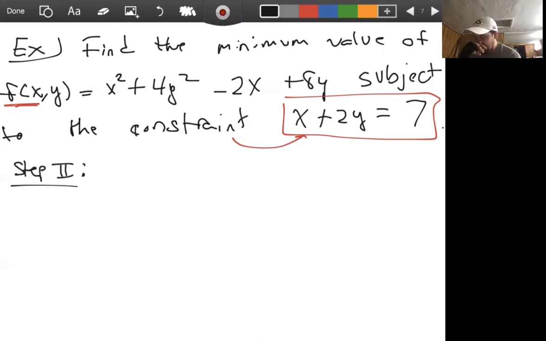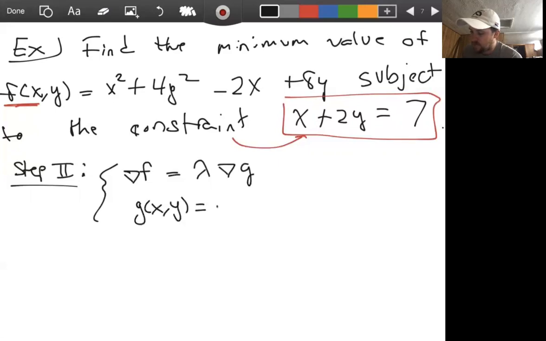Step 2 is to set up the following system of equations. We want to set up that the gradient of f is equal to lambda times the gradient of g, and we want to set up that g of (x, y) equals 0, right? Well, this is the constraint. If you'd like, g of (x, y) would be x plus 2y minus 7, right? And then it's x plus 2y minus 7 set equal to 0. And so you get x plus 2y equals 7, right? And so what does this look like, this system of equations?